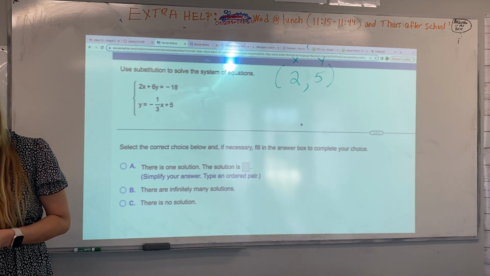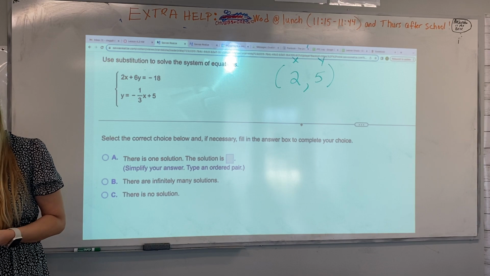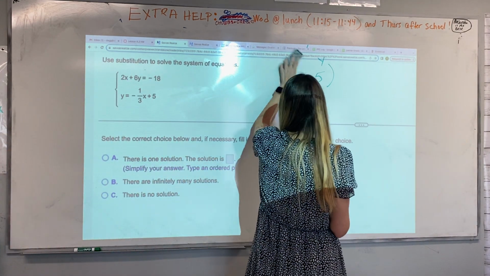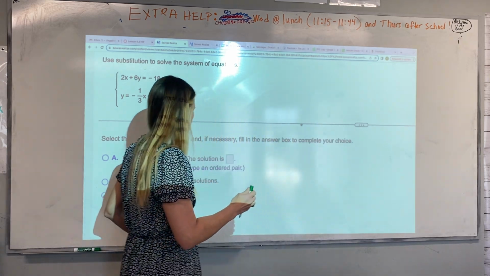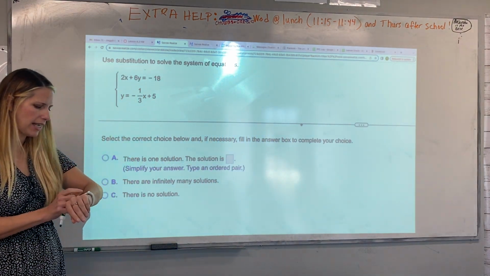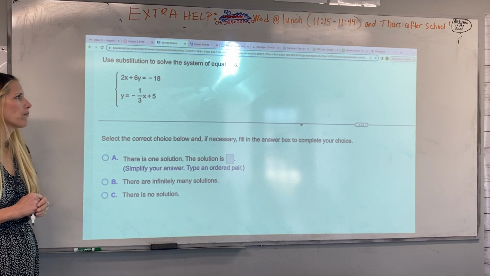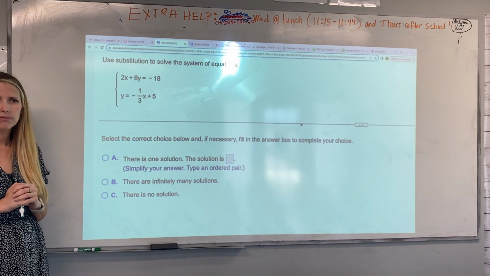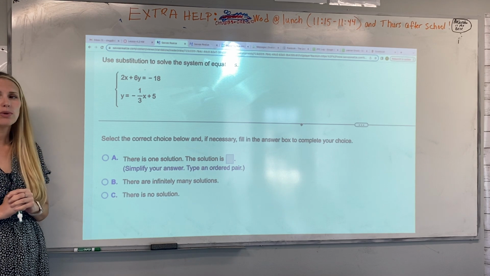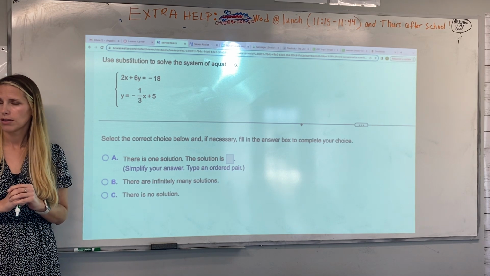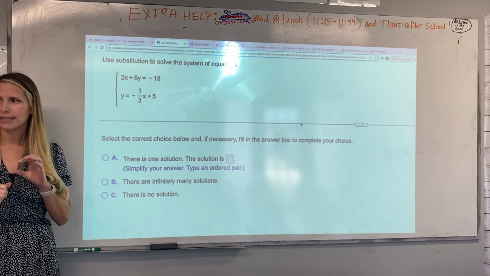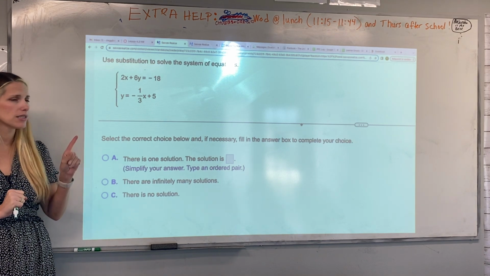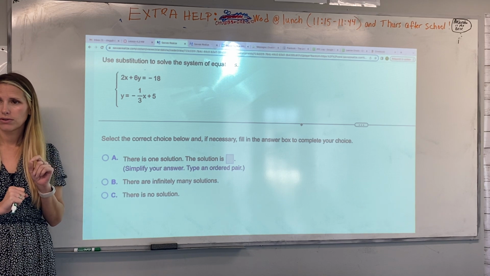Same exact question, just with a really annoying fraction in there. So we need to use our fraction rules, be very neat and very careful. Which of these equations in the system gives you an expression that is equal to a single variable?